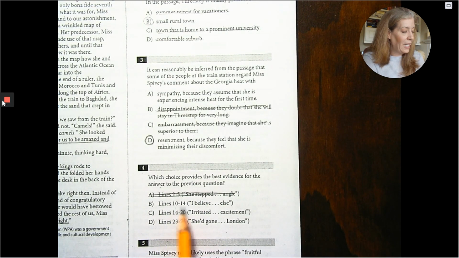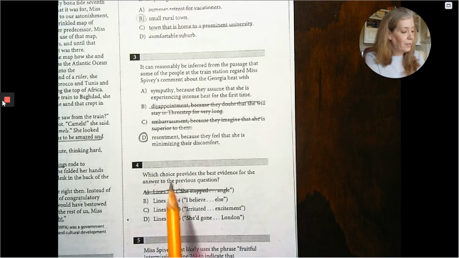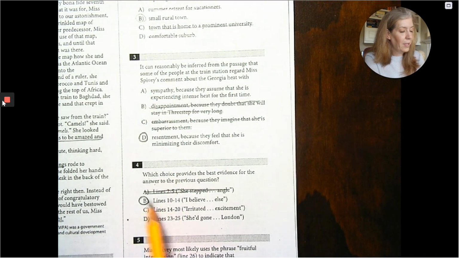Lines 10 through 14, beginning with "I believe" and ending with "else." "I believe her remark irritated some of the people gathered to welcome her on the burned grass alongside the tracks. When folks are sweating through their shorts, they don't like to hear that this is nothing compared to someone else's." I think we found it. I'm going to choose B.